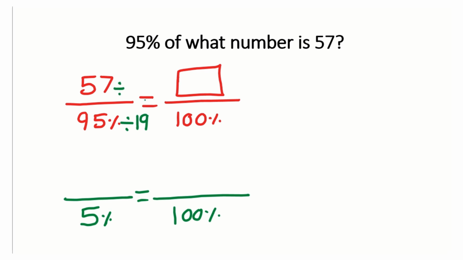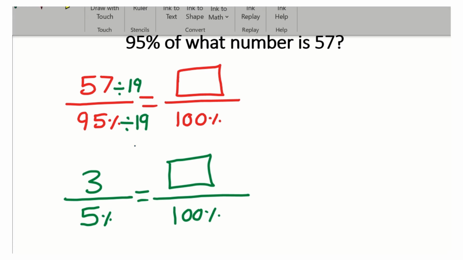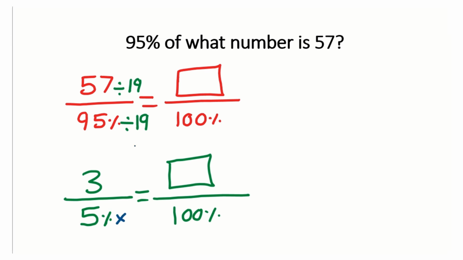And then, of course, what I do to the bottom, I got to do to the top. And 57 divided by 19 is, of course, 3. And now I can very easily solve the missing number. 5 times what equals 100? Well, 5% times 20 equals 100%. And then, of course, what I do to the bottom, I must do to the top. And 3 times 20 is 60. Thus we can see that that's the answer.